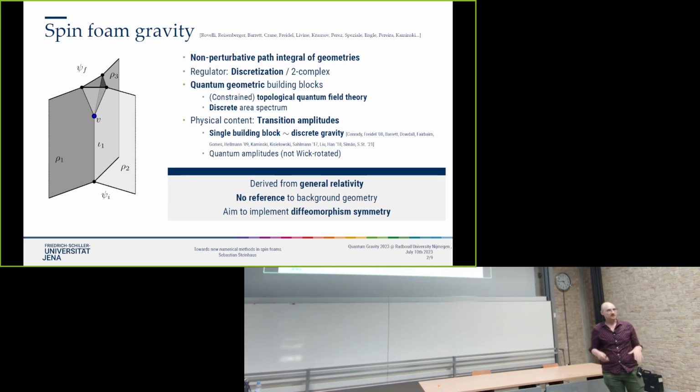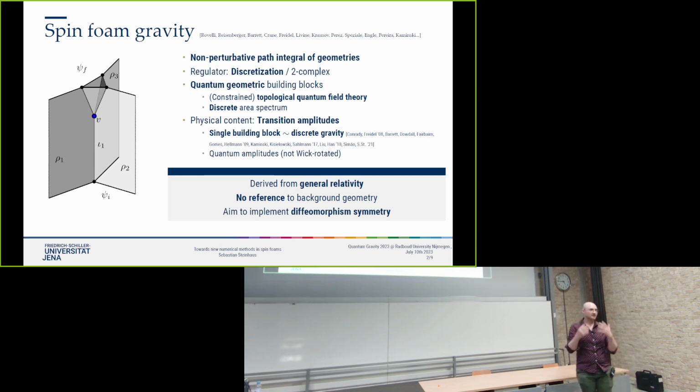So spinforms have the aim of being a non-perturbative path integral of geometries. And to define them, you introduce a discretization, a two-complex, which is often dual to a triangulation. Then you build your quantum spacetime from quantum geometric building blocks that are derived from a constrained topological field theory, and the area spectrum of your triangles is discrete. And the physical content of the theory are transition amplitudes, where a single building block is related to discrete gravity, and we have actual quantum amplitudes.